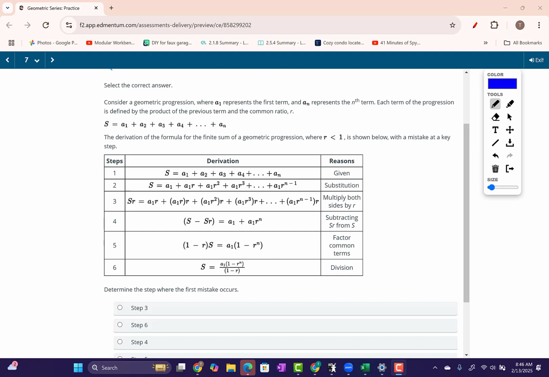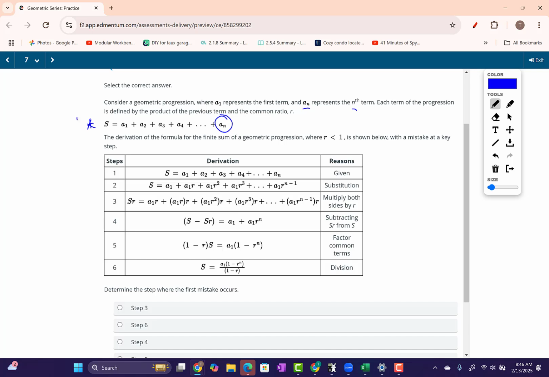Question 7. Consider a geometric progression where a sub 1 represents the first term and a sub n represents the nth term. Each term of the progression is defined by the product of the previous term and the common ratio r. Here we've got S equals, and S just stands for the sum, equals a sub 1 plus a sub 2 plus a sub 3 all the way to some unknown term a sub n.